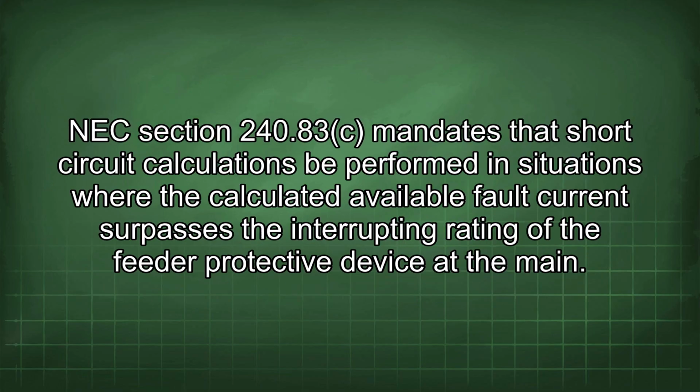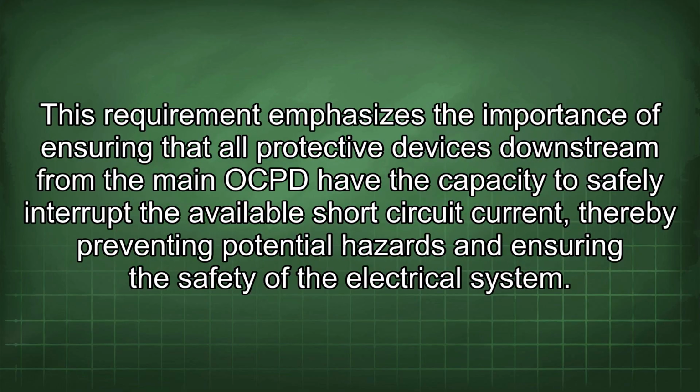NEC Section 240.83 mandates that short-circuit calculations be performed in situations where the calculated available fault current surpasses the interrupting rating of the feeder protective device at the main. This requirement emphasizes the importance of ensuring that all protective devices downstream from the main OCPD have the capacity to safely interrupt the available short-circuit current, thereby preventing potential hazards and ensuring the safety of the electrical system.